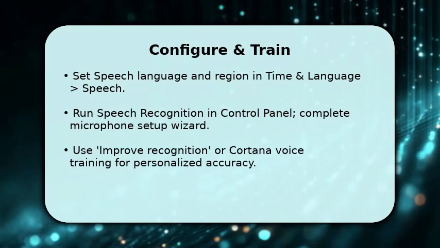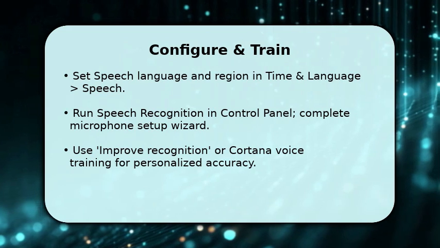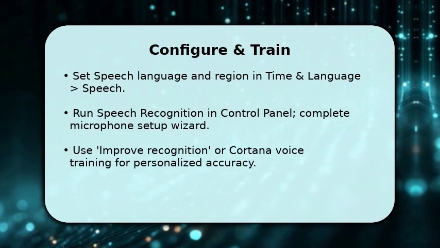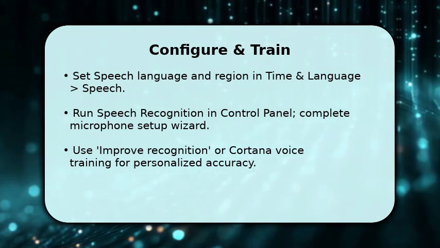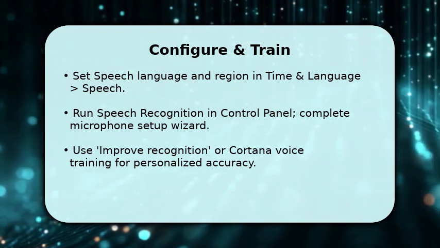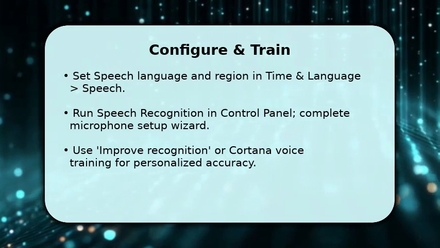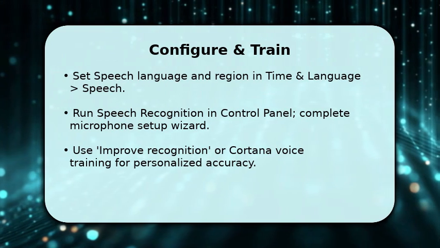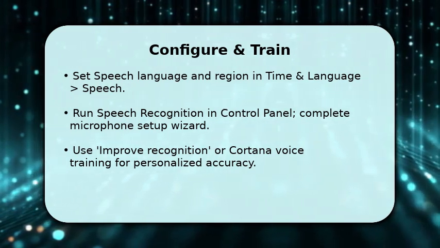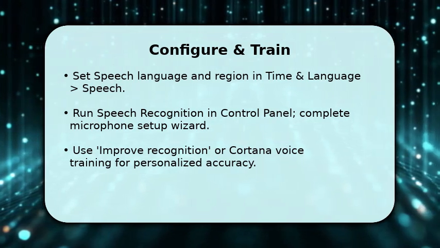Now you configure and train the system for accuracy. Set the speech language to match your accent and region so models apply correctly. Run the built-in speech recognition app from Control Panel and follow the microphone setup wizard. This calibrates levels and improves clarity. Use the voice training or Cortana training prompts to let Windows learn your pronunciation and common words. Make sure to read sample phrases aloud and correct any mistakes. This directly improves transcription and command recognition over time.